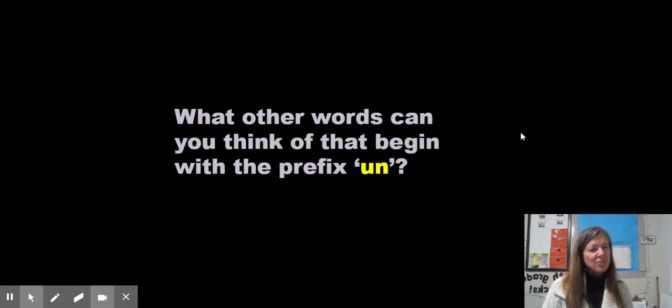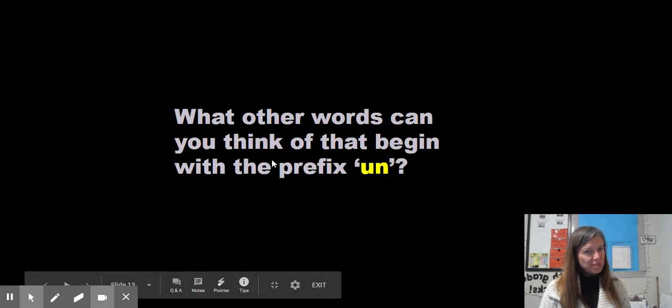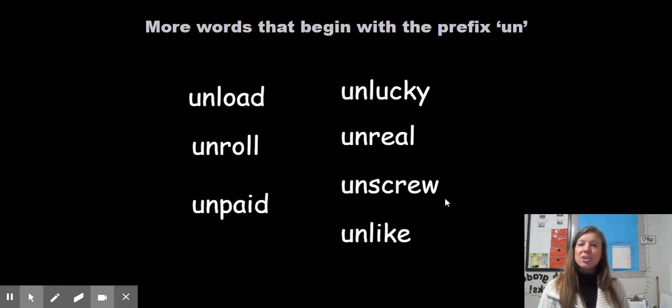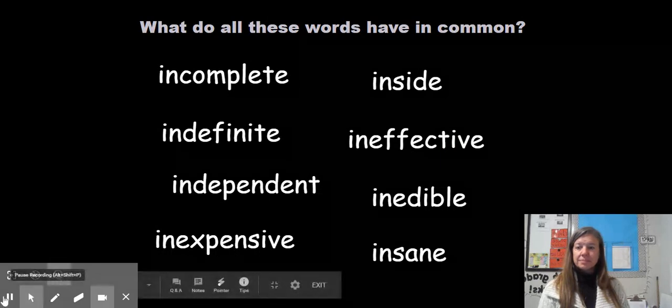So what other words can you think of that begin with the prefix un? So let's think about that. So when you come to your small group, we'll share some of those un words that you're familiar with. So let's take a look at these. More words that begin with the prefix in.